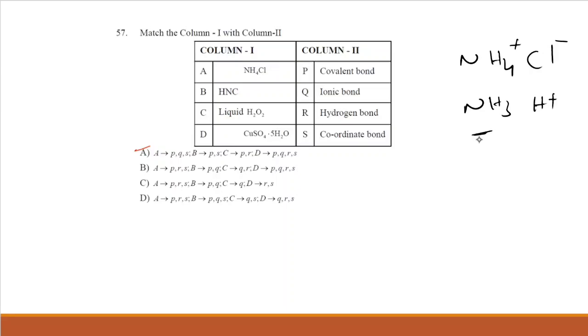Now let's go with the HNC. HNC contains only covalent and coordinate covalent bonds, and there is a coordinate covalent bond from nitrogen to C, the lone pair donation here. So if we consider, HNC contains both covalent and coordinate covalent bond. And what about H2O2? H2O2, as it contains both oxygen and hydrogen, definitely it has hydrogen bond, and we know H2O2 has a non-polar covalent bond also.